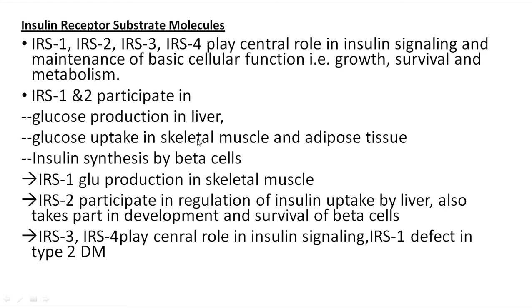For insulin, there is a receptor substrate called IRS1, insulin receptor substrate molecules 1, 2, 3, 4, which play a central role in insulin signaling and maintenance of basic cellular functions like growth, survival, and metabolism. The location of IRS1 is different, which is glucose production in skeletal muscle. IRS3 and 4 have a central role in insulin signaling. IRS1 defect results in type 2 diabetes mellitus.